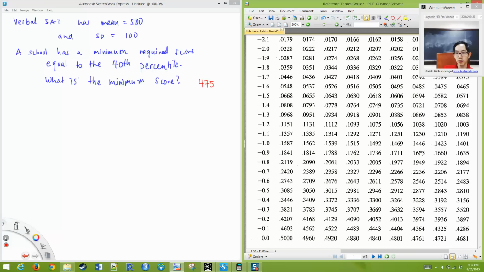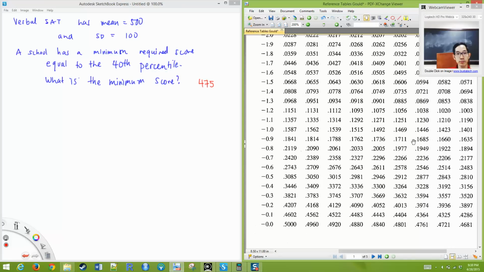So school has a minimum required score equal to the 40th percentile. What is the minimum score? So we want to know what Z gives me such that the area over here is equal to what? 40%, right? I want the area over here equal to 40%, and so I want to know what is this value right there? Okay. So if we go to our table, what is the Z that we get?